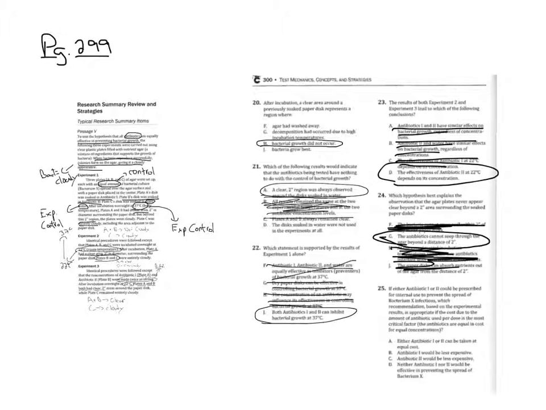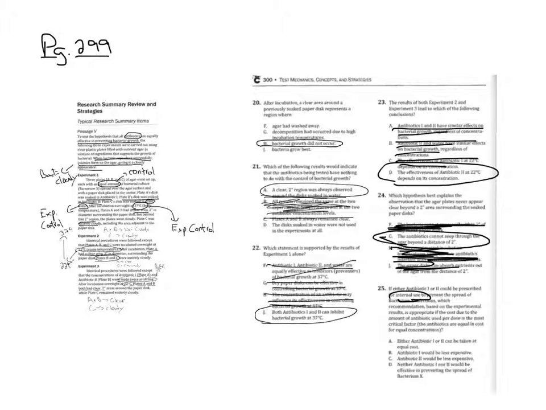And then 25, let's check it out. Okay, this 25 is a little tricky, but let's take a look at it. It says if either antibiotic 1 or 2 could be prescribed for internal use, so that's inside the body, right, to prevent the spread of Bacterium X infections, which recommendation based on the experimental results is appropriate if the cost due to the amount of antibiotic used per dose is the most critical factor?